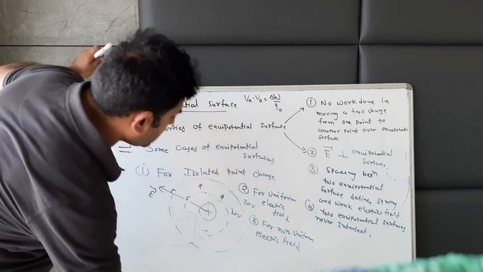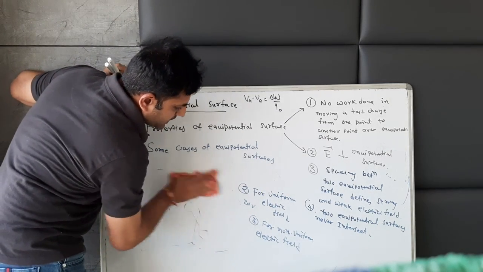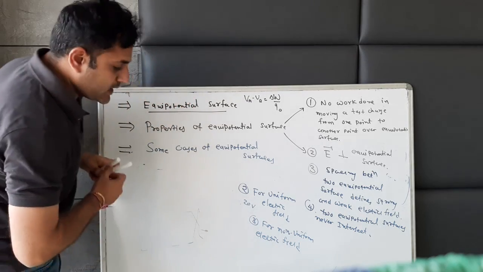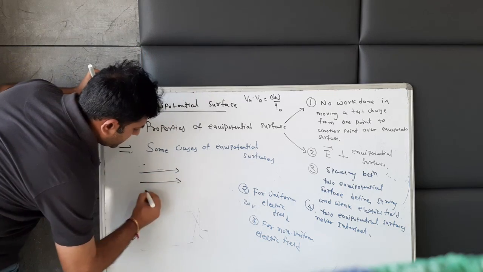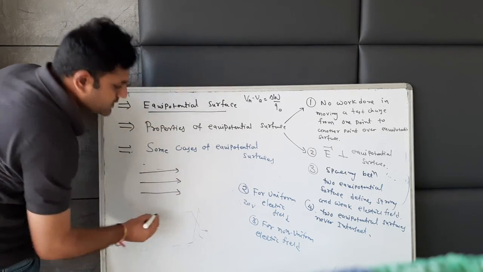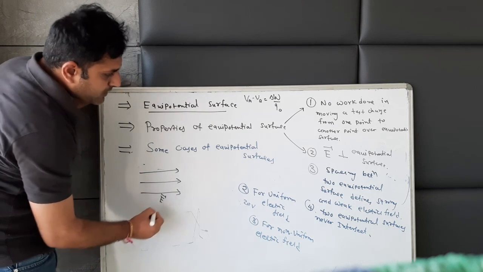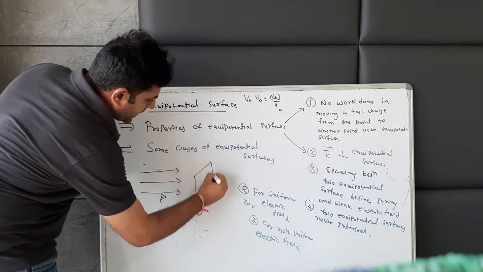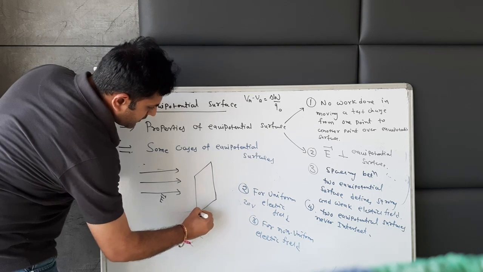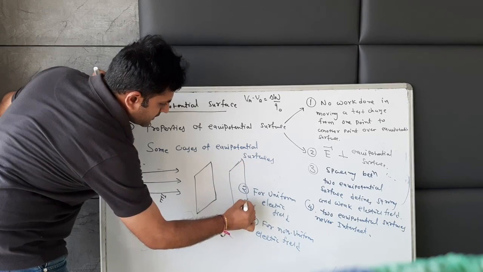Now we see the uniform electric field. You know that a uniform electric field is represented by parallel lines. This is the uniform electric field. But what is the equipotential surface? It is represented by a plane.